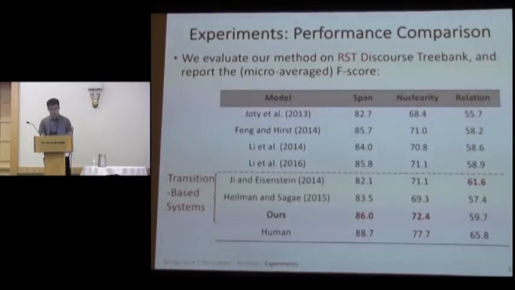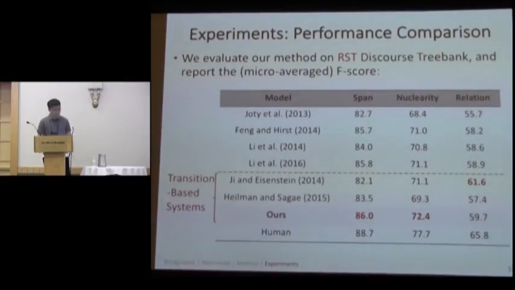To evaluate our system, we use the most popular data set for text-level discourse parsing, the RST discourse treebank, and we report the standard metric, the F-score. We compare our approach with 6 state-of-the-art methods. The first 2 are traditional feature-based methods. The third and the fourth are based on recently proposed neural network models. And we also compare our system with 2 transition-based systems.